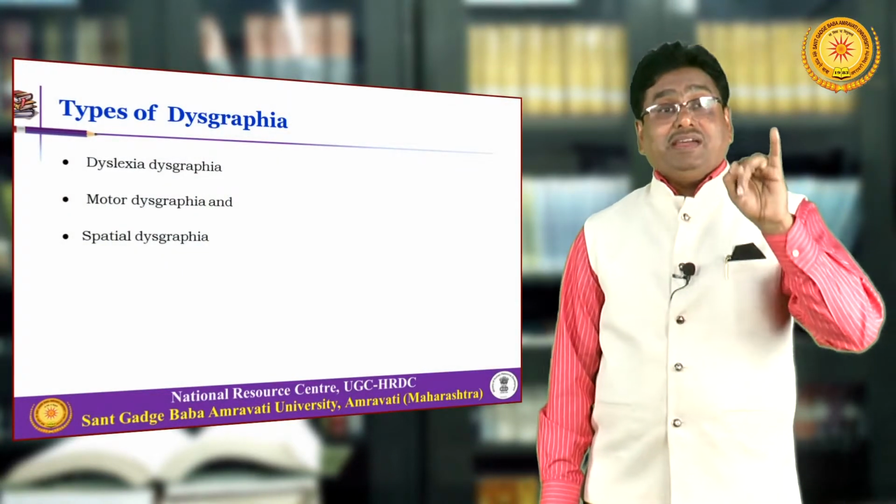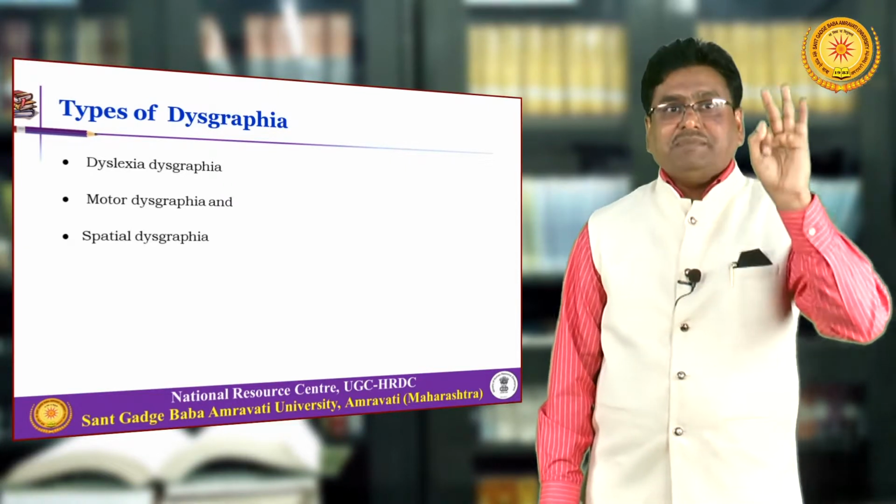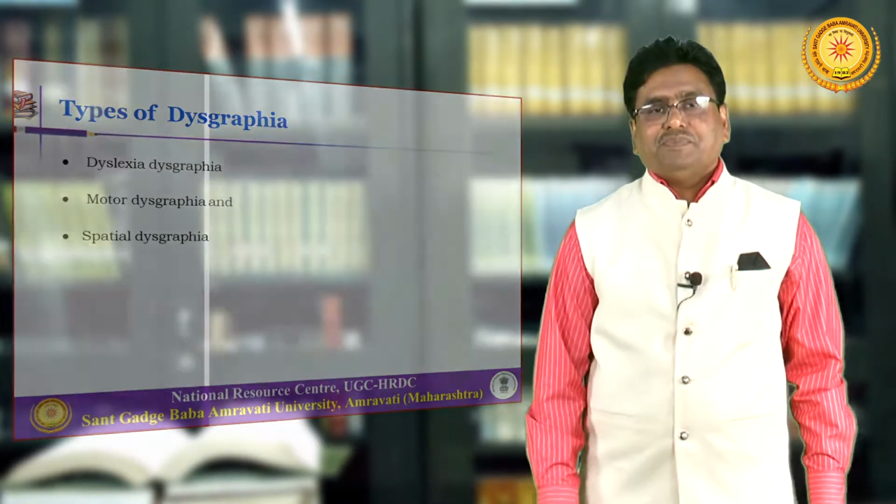Let us discuss types of dysgraphia. There are three subtypes of dysgraphia that are recognized. Number one, dyslexic dysgraphia. Number two, motor dysgraphia. And number three is spatial dysgraphia. Some children may have a combination of two or more of these types. We shall discuss these three types in detail.